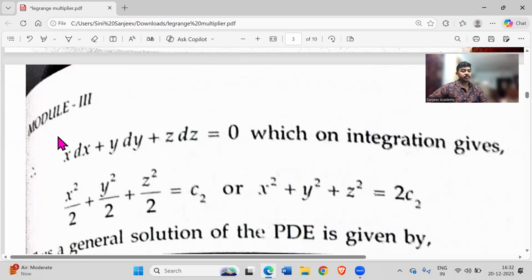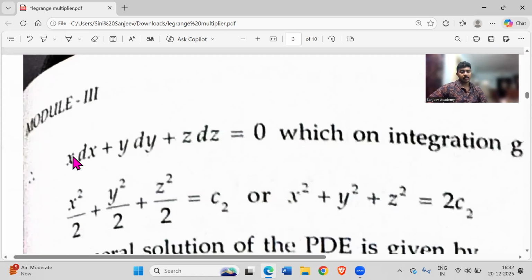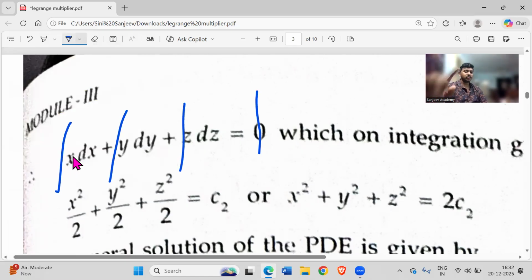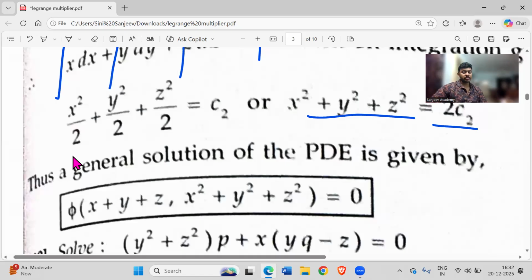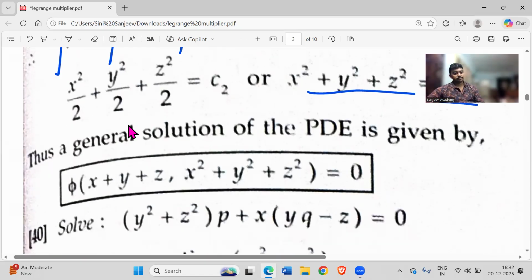Then, since we don't like d in our final answer, we integrate it. Integral of x dot dx, integrating everything, okay? Not only this, integrating everything. Integral 0, 0, it's okay. So we'll put a constant c2. And then we get x square plus y square plus z square is equal to 2c2. Then the first two equations, one is x plus y plus z and another is x square plus y square plus z square. That is the required PDE solution.